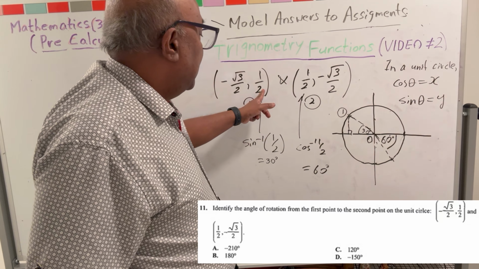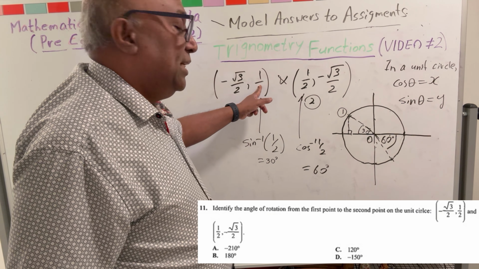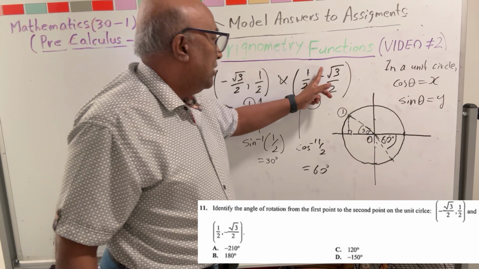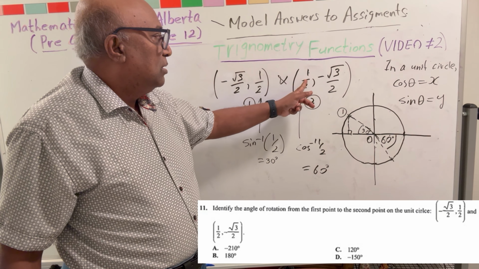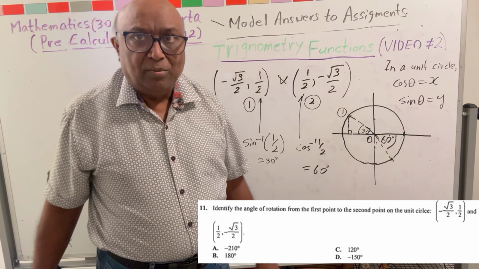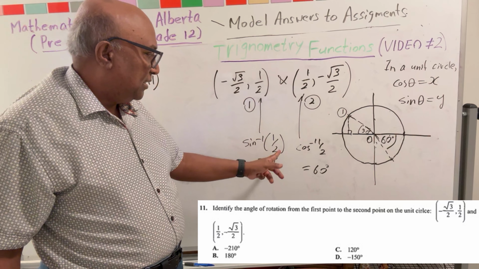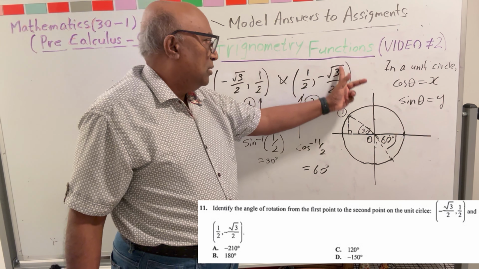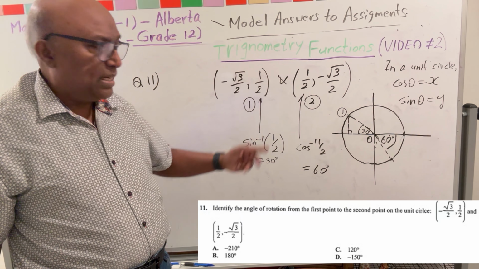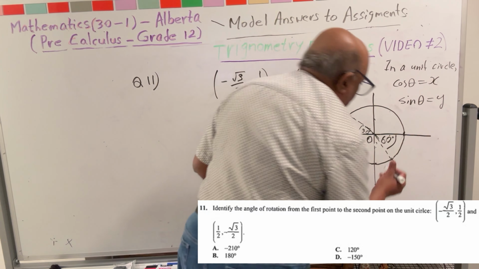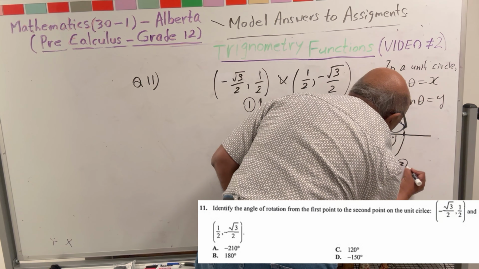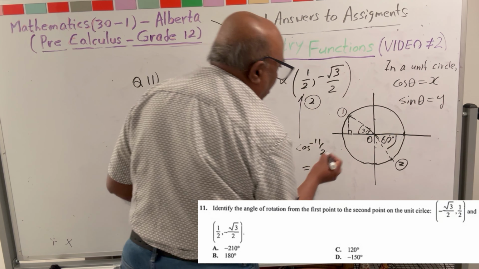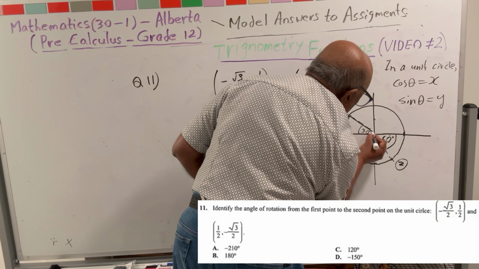For this point, I consider the sine value: sine inverse half. For this point, I use the cosine value. Because those are positive, it is easy to remember and write, okay? That is not the rule actually. You can use these values also to figure out the angle. Okay, now these are the two positions.